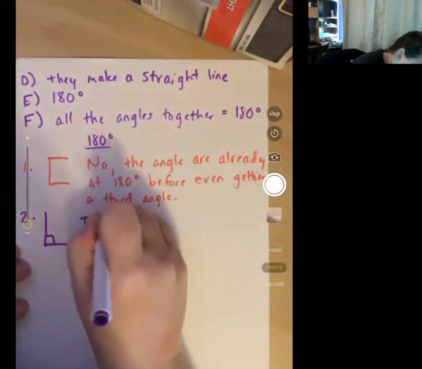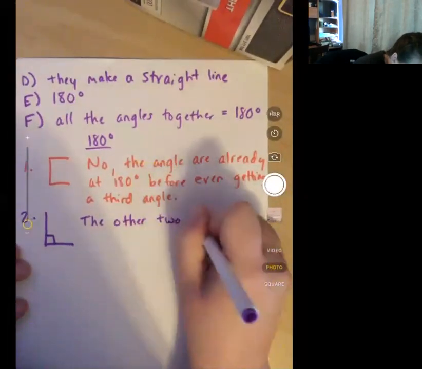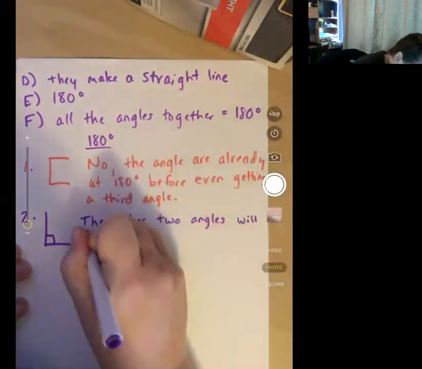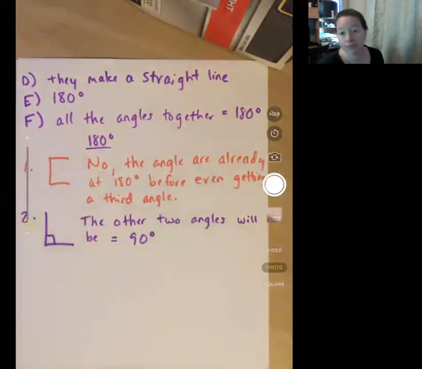So when we put the other 2 together, we're going to have 90 degrees. So the other 2 angles will be equal to 90 degrees, because you need to make a second right angle. We made 1 right angle, we need to make a second right angle.